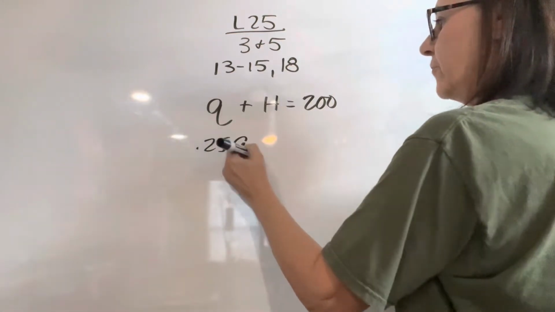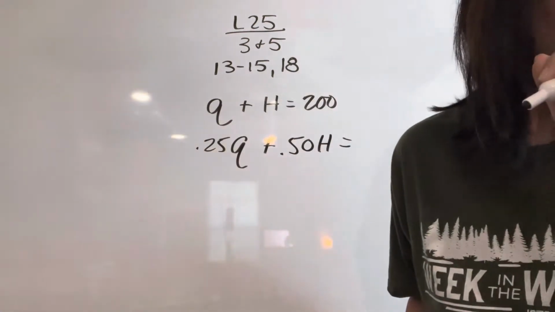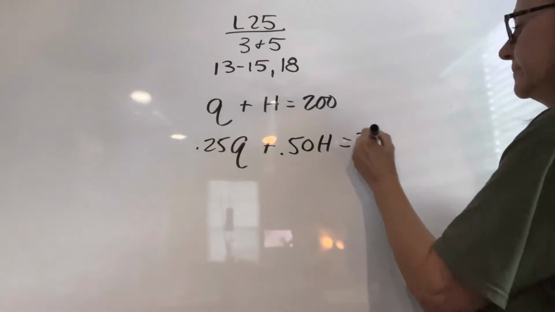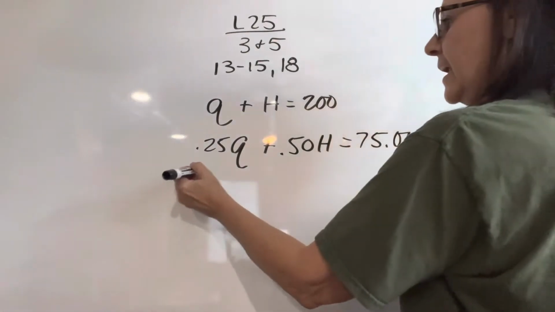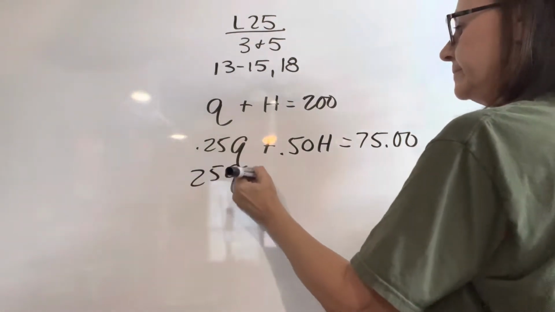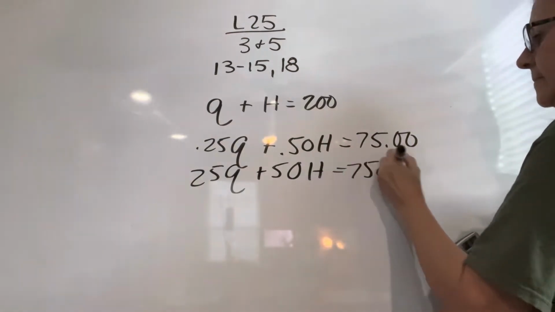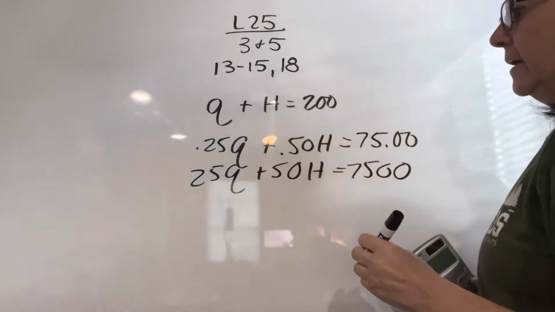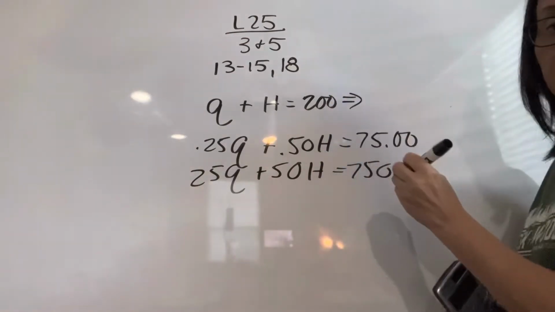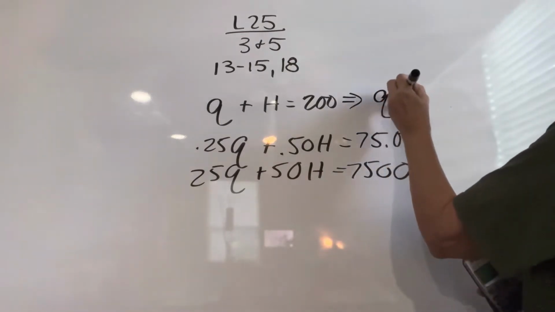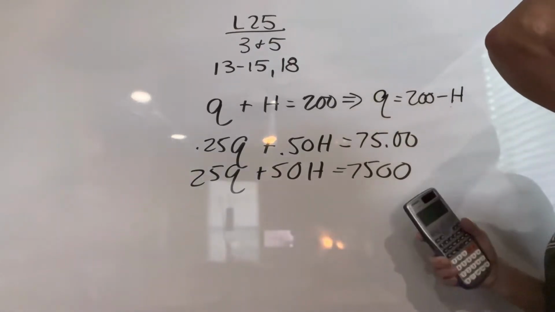25 cents times the number of quarters I have, plus 50 cents times the number of half dollars I have is $75. I'd have to write it with the cents, because then I can eliminate the decimal, and I'm going to go ahead and use substitution. So I'm going to take this one, solve it for quarters. Quarters equals 200 minus half dollars. So for quarters, that's what I'm going to substitute in.